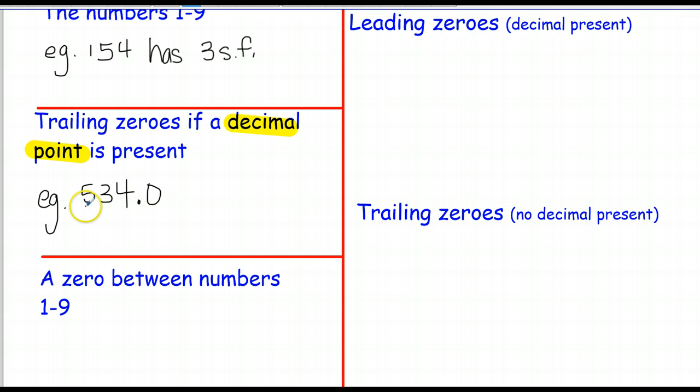534.0. 5, 3, and 4 are rule number 1. They're all 1 through 9, so they each count. So there's 1, 2, 3 significant figures here. And because we have a decimal point, this trailing 0 or 0 at the end also counts. So this one has 4. Oh, my pen's not working here.